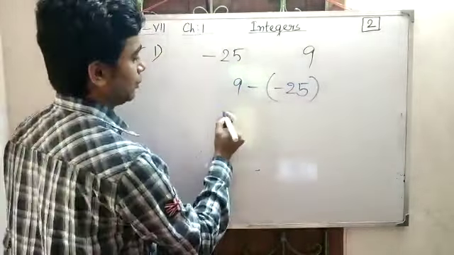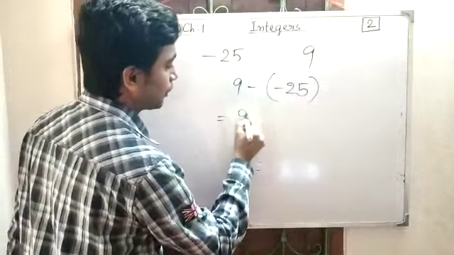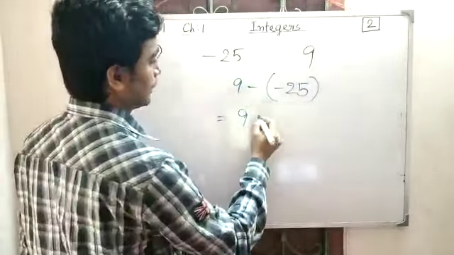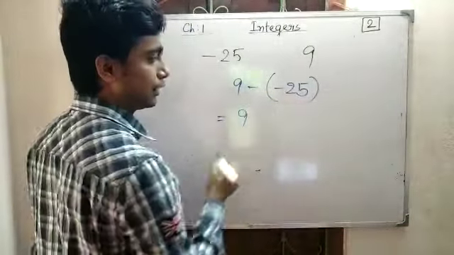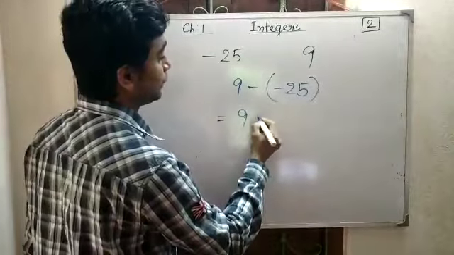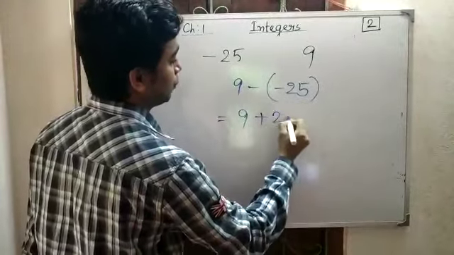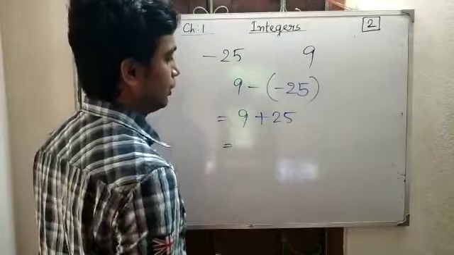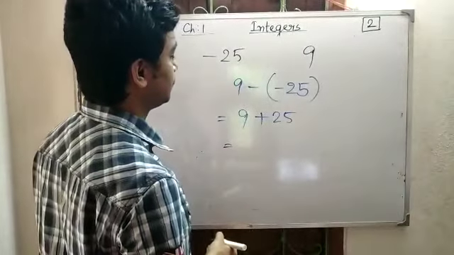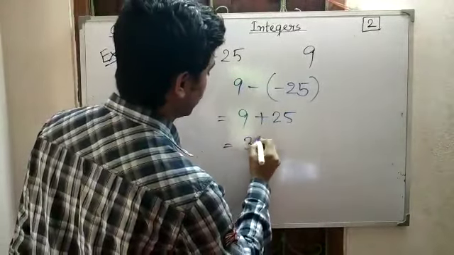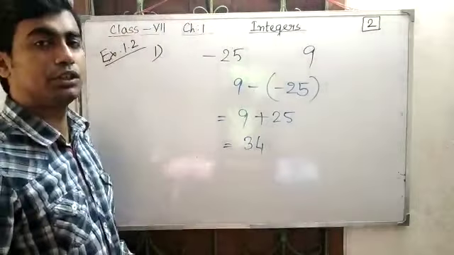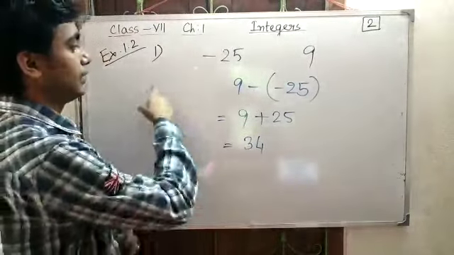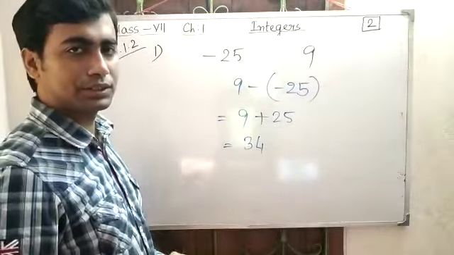Okay. So now the operation on integers, that was in your class 6. So outside the bracket minus, inside the bracket minus. So it will be plus. So 9 plus 25, it will be 34. Okay. This way we can solve. You can write here the required number equal to this.